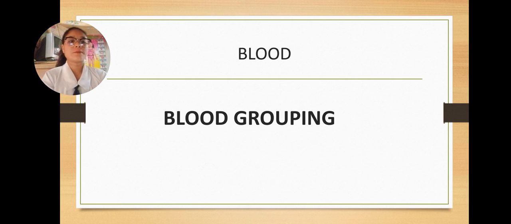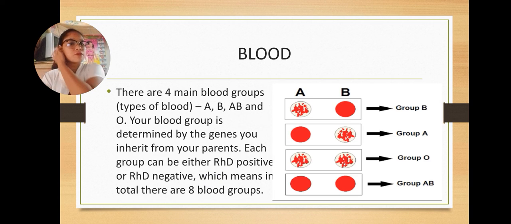Next is blood grouping. There are four main blood groups: A, B, AB, and O. Your blood group is determined by the genes you inherit from your parents. Each group can be either RhD positive or RhD negative, which means in total there are 8 blood groups.